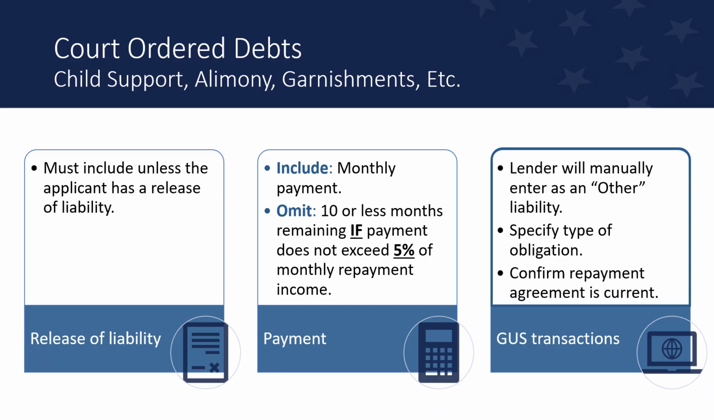When the obligation account is entered as other, the lender will specify what the obligation is, such as court-ordered child support, alimony, garnishment, etc. A manual entry of this monthly obligation type does not require an underwriting recommendation of accept to be downgraded to a refer. Lenders must confirm repayment agreements are current. Lenders can refer to Chapter 10 of the Handbook for court-ordered debt guidance and program eligibility.